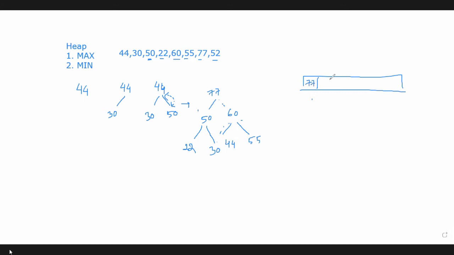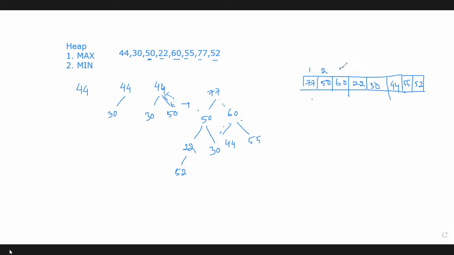77 and then 50. Then the third node is 60, 22, 30, 44, 55. After that, we will add the last node, that is 52. Okay, so where will 52 be added? Here in the left subtree of 22.